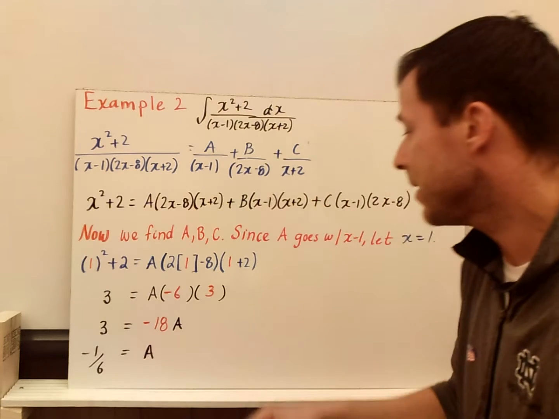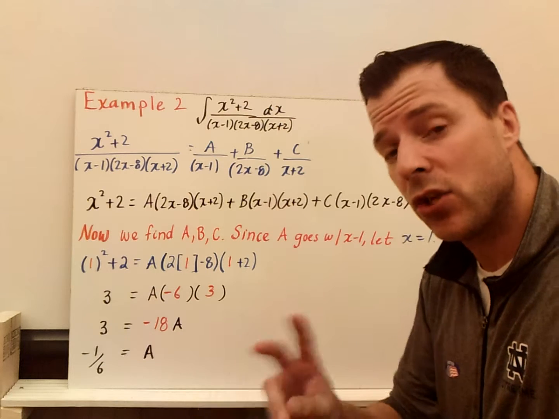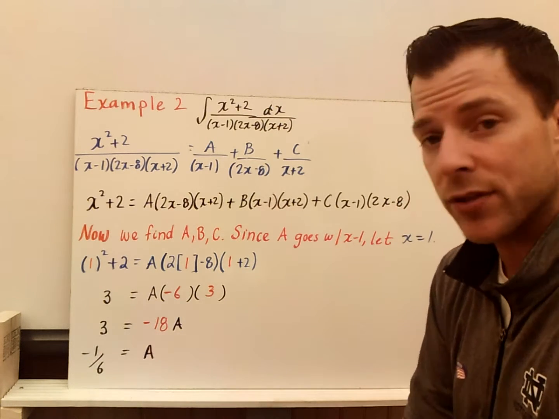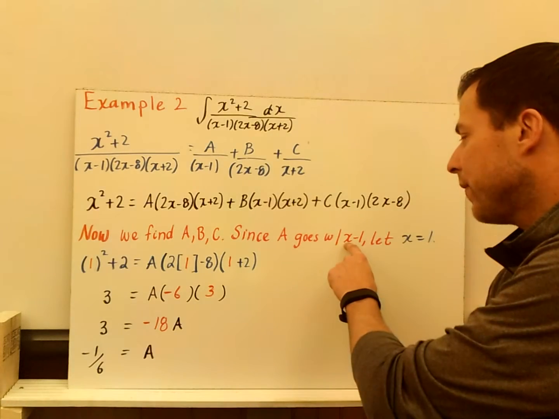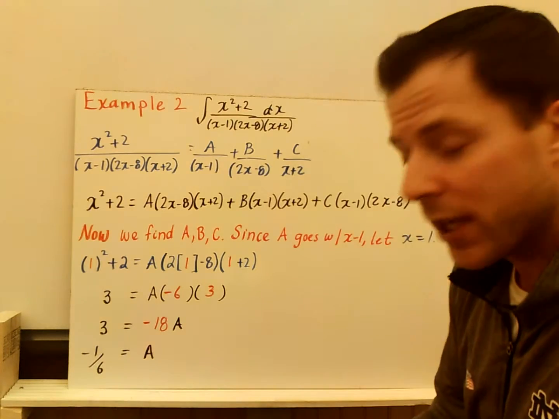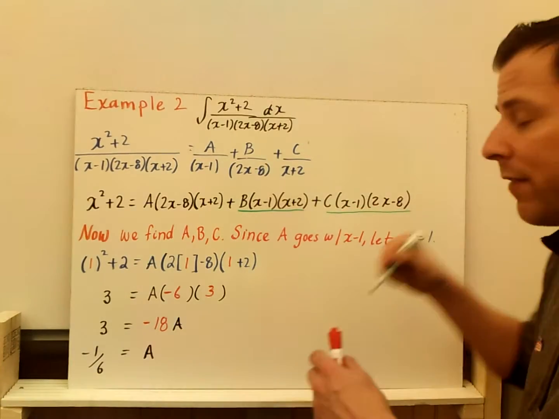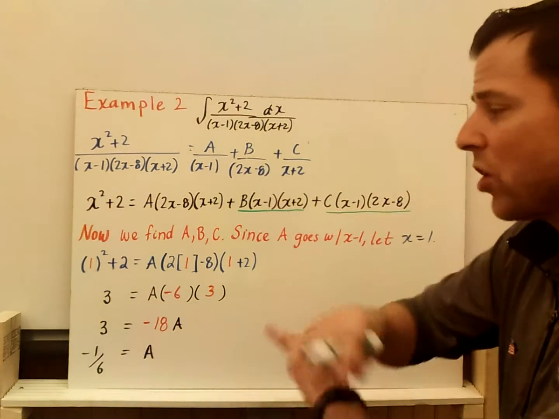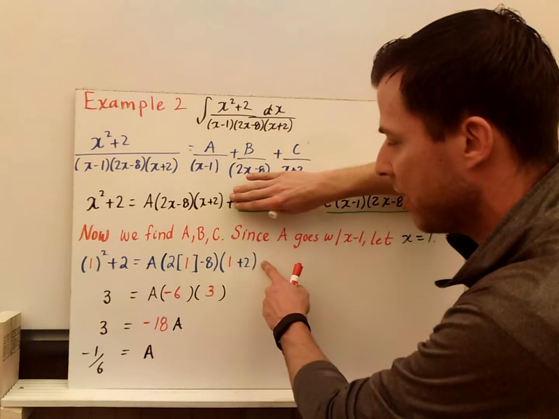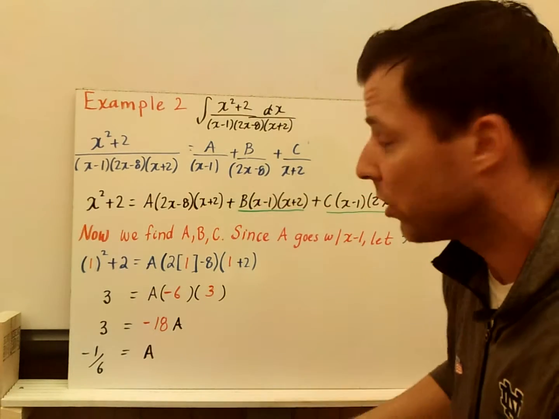Now I have to find A, B, and C again by letting 2 of these terms equal 0. So I want to find A first. I know that A goes with the factor x minus 1, so I'm going to let x equal 1. If you look at that, notice x minus 1 and x minus 1. If x equals 1, B and C are automatically eliminated. I don't even have to plug it in. These are gone. I'm just left here, and that's what you see in blue. Because 1 minus 1 is 0, 0 times anything is 0. These 2 terms are gone.